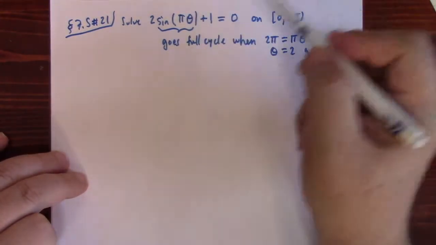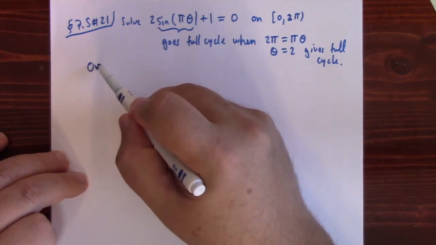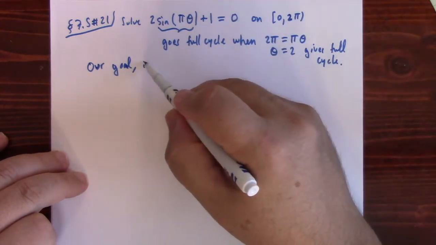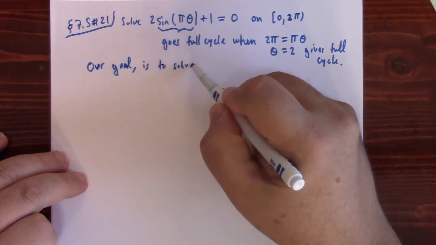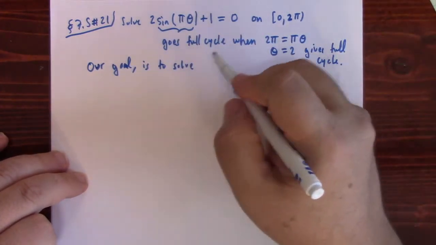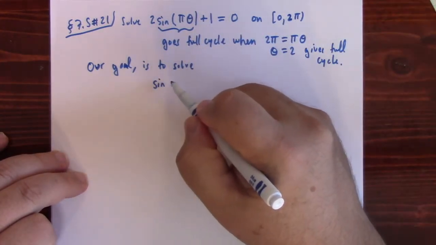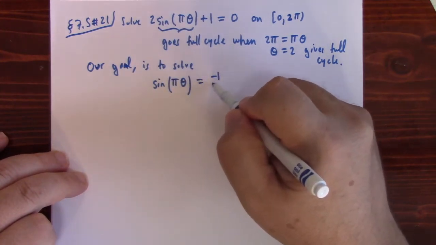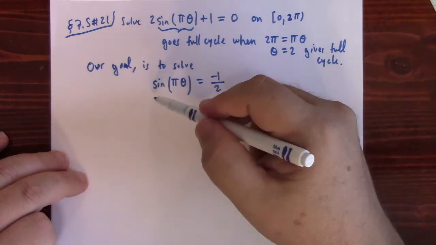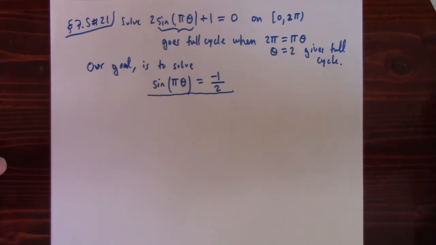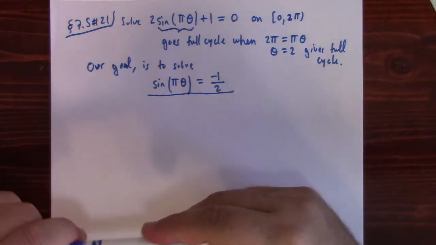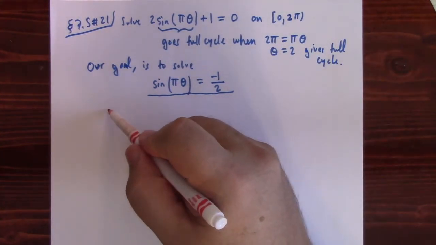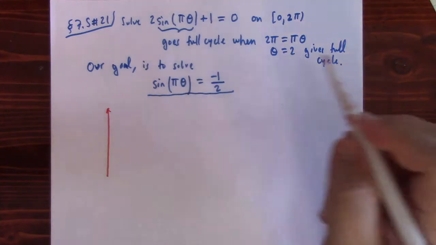Now we're trying to solve what? Our goal is to solve, let me take this equation and rewrite it a little bit. This is to solve sine of pi theta equal to minus 1/2. I think that's easier to think about. Then all we've got to do is graph the sine pi theta function, and we can then look for intersection points, right? And of course the calculator can help us a little bit.